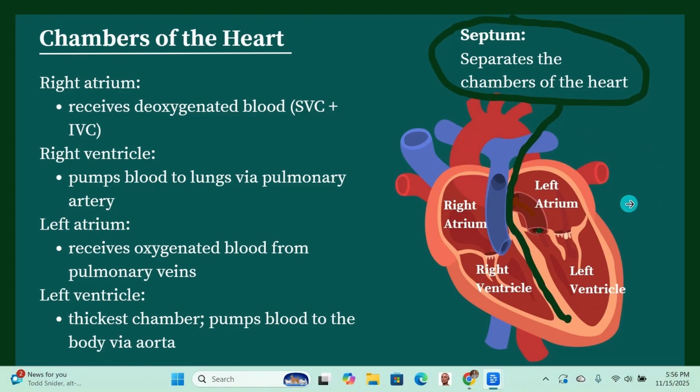So the thickest chamber. It's the biggest one. Why does the left ventricle have to be so big and thick? Because it has to really get that blood cooking, really get it moving fast so that oxygenated blood can get pumped all over the body.